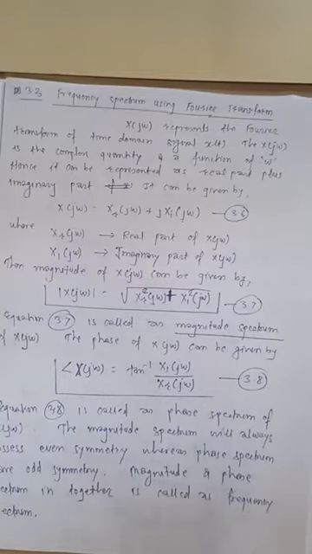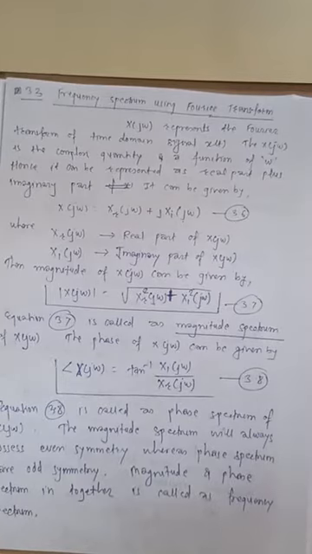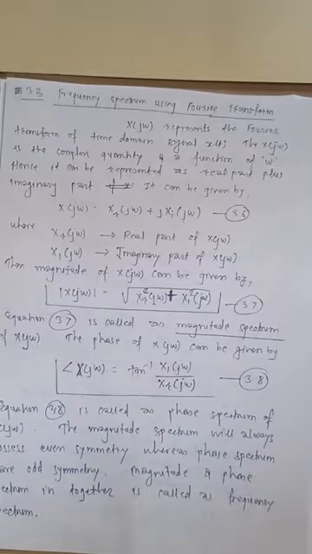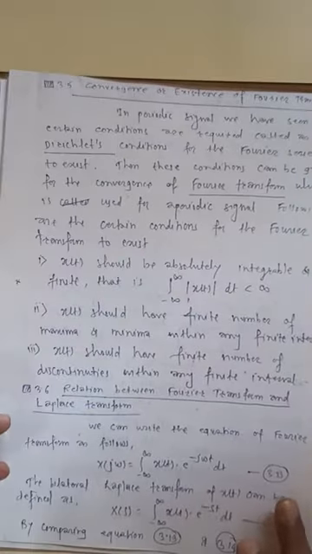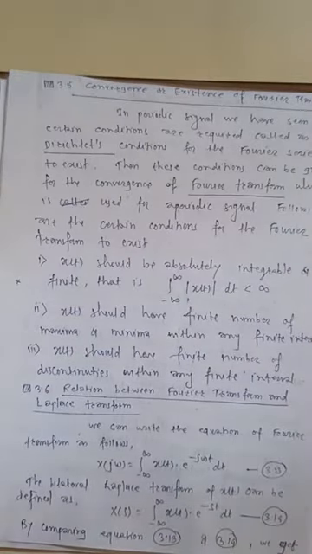Then, which are the conditions for the existence of the Fourier transform? Those conditions are called Dirichlet's conditions. Just see.